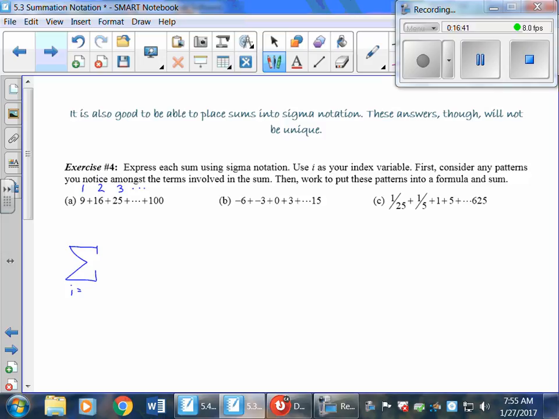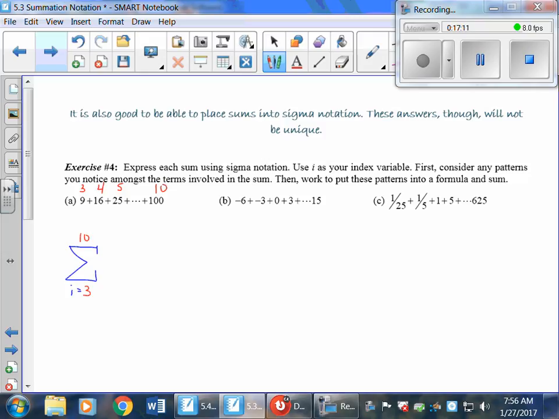But if I really think about it, I can get rid of these and replace them with, let's say, 9 is 3 squared, 16 is 4 squared, 25 is 5 squared, and 100 is 10 squared. So I can change my index. I don't have to start at 1. I can start at 3. Or you could even start at 0. So starting at 3, going up to 10.